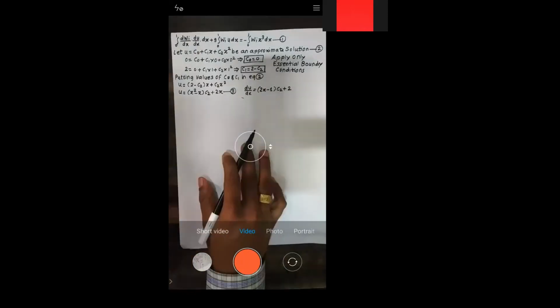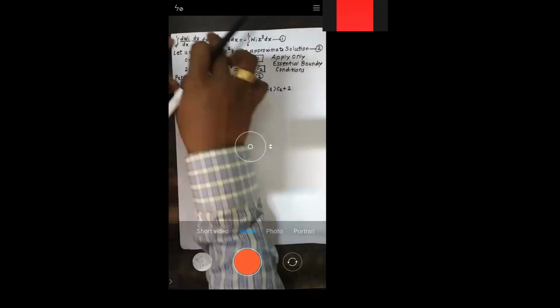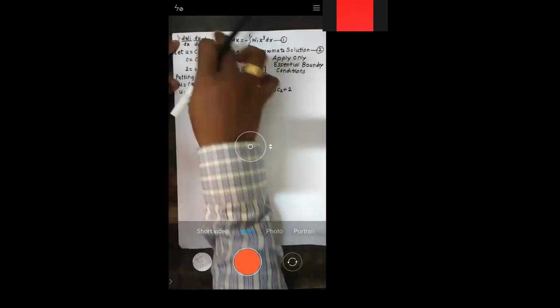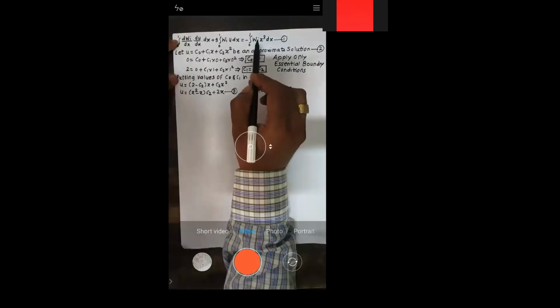See, ultimately we need to put these values in this equation. We need to put everything in this equation because we need to solve this equation. Right? So see, if you can see in this equation, we required weight function. So we can calculate derivative of weight functions.